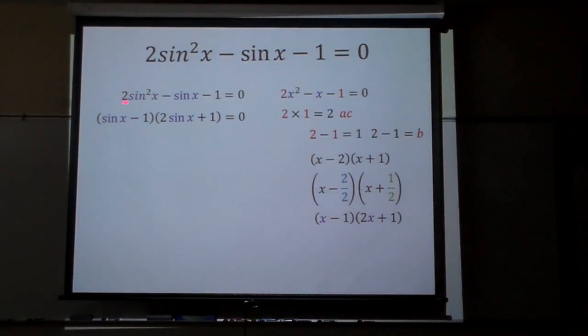Oh! And if this parentheses is 0, the whole thing's 0. Or if this parentheses is 0, the whole thing is 0. So I set them both to 0. Makes sense? And then I can solve them. Add 1 to each side.